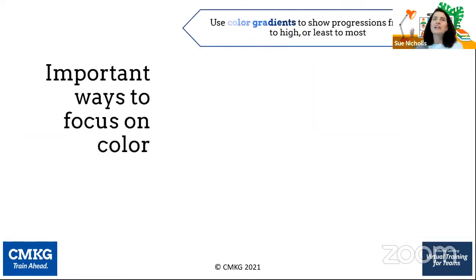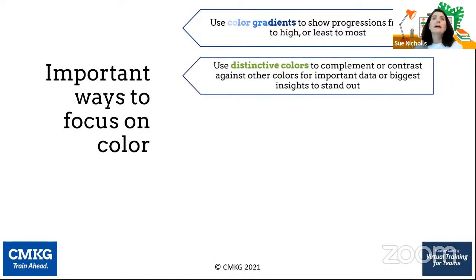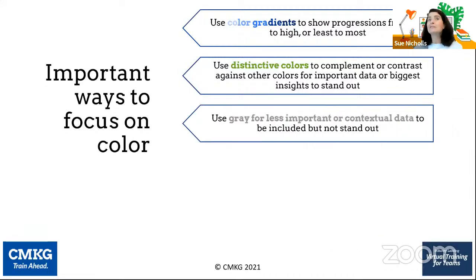Some other important ways to focus on color: use color gradients to show progressions. So if you have low to high, you can use a light blue all the way up to the darkest blue to show progressions from low to high, or least to most. Use distinctive colors to complement or contrast against other colors for important data. And I'm going to show you examples of that. Use gray for less important or contextual data to be included, but not to stand out. So when you have your slides, you want to make sure that whatever it is that you're really trying to focus in on is the part that stands out the most. So if you have bright colors of column charts or pie charts, and all of them are different bright colors because that's the default setting in PowerPoint, might not be a good look.